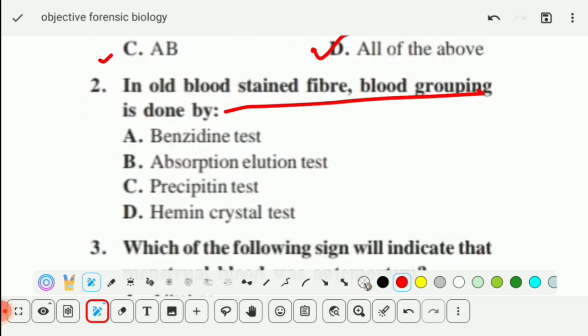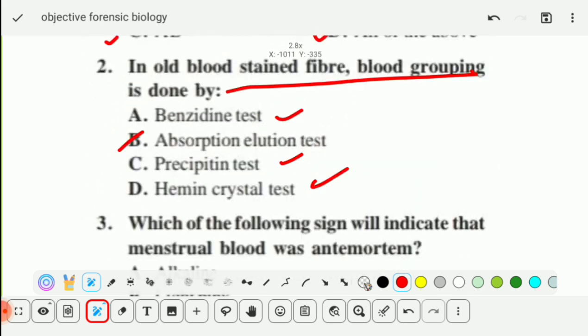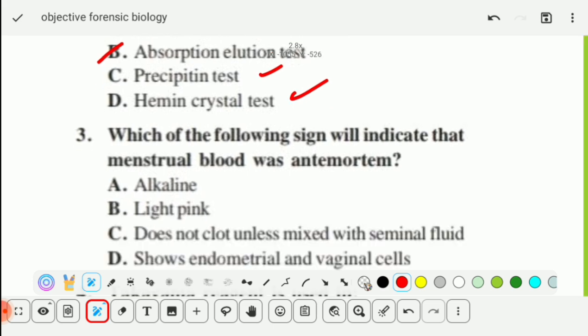Now, in an old blood stained fiber, blood grouping is done via, simply the question means to ask what is the method used for blood grouping of an age old stain. So the answer would be absorption elution test, because the benzidine test is a presumptive test and so is the precipitin test. Hemin crystal is one of the confirmatory tests used in order to identify whether the obtained fluid is blood or not. It has no relation with blood grouping.